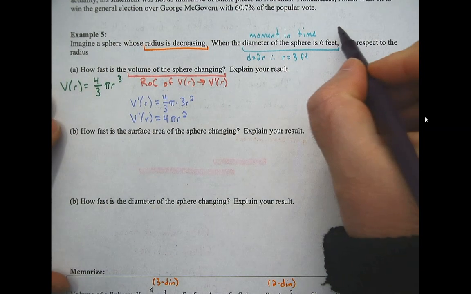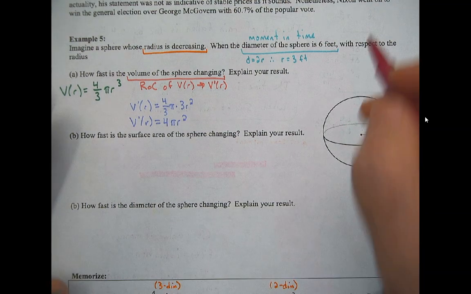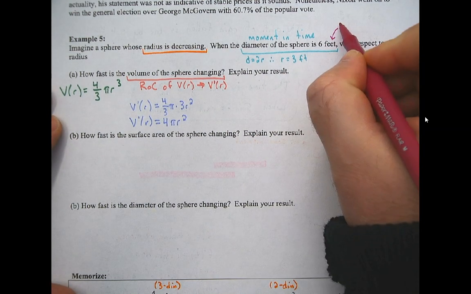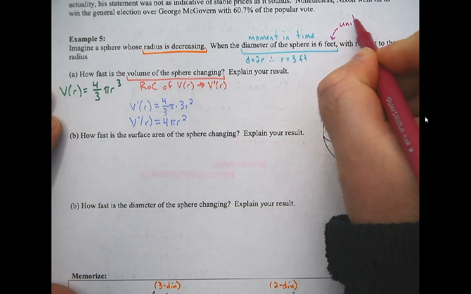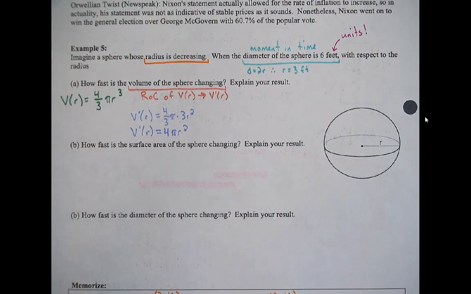What are these? I want to do it in a brighter color. What are these? These are units. That means that my story has to have units, and my answers have to have units.